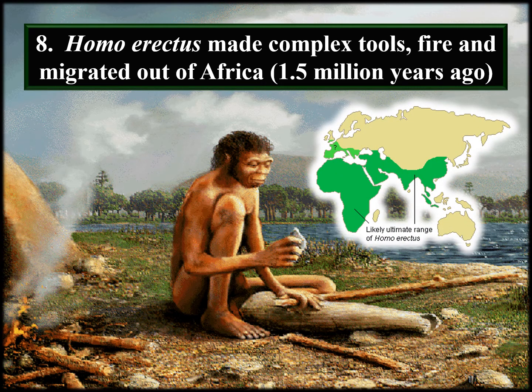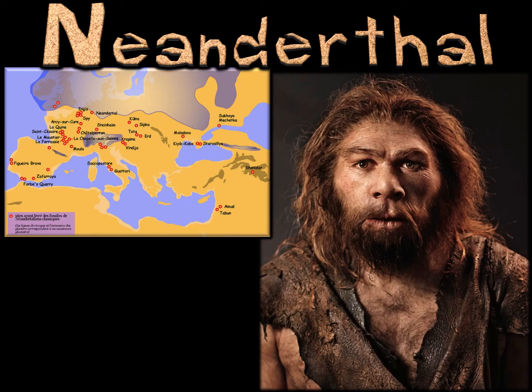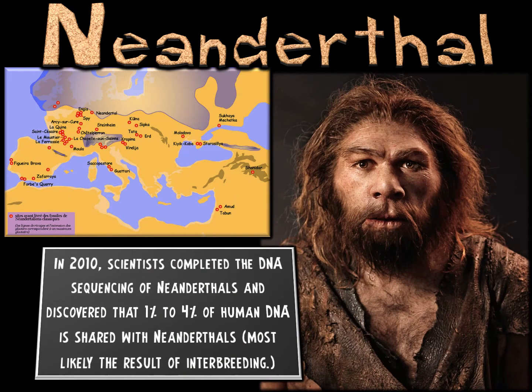Likely the ultimate range of Homo erectus is shown in green on this map. In 2010, scientists completed the DNA sequencing of Neanderthals and discovered that 1% to 4% of human DNA is shared with Neanderthals, most likely the result of interbreeding.